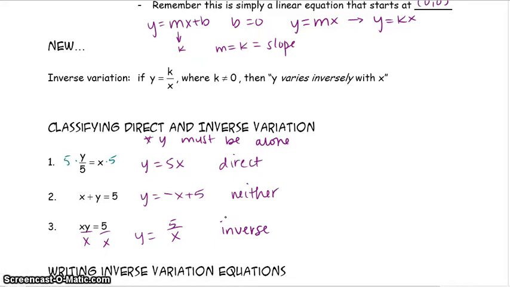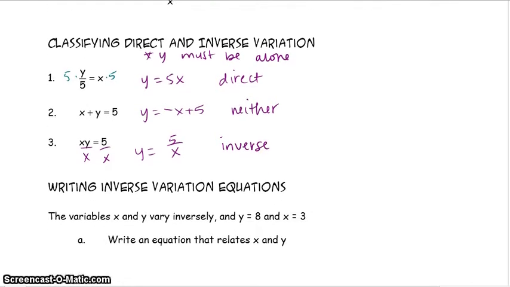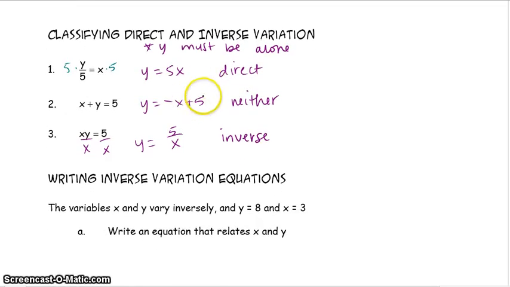So in order to do this, our y must be alone. That's the biggest thing. If our x is just being multiplied by our constant, it's direct. If our constant is being divided by x, it's our inverse. And it's not our second equation because our b value is not 0.